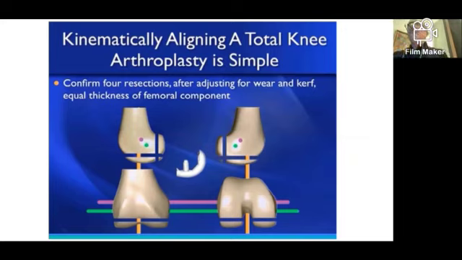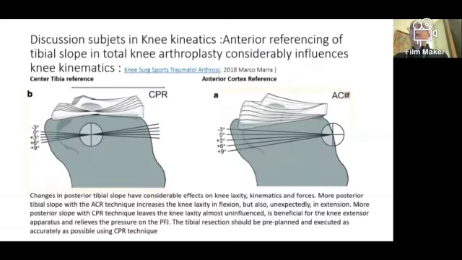Then kinematically aligned total knee arthroplasty is relatively simple. Just confirm the full resection after adjustment for wear and curve, and equal thickness for the femoral component, to bring back exactly the same pre-arthritic situation. For the tibia, not a lot of discussion about how to cut the tibia because it should be perpendicular to the axis, whatever it is, intramedullary or extramedullary cut. But the most important thing is the tibial slope. The discussion subject in the tibia is how much slope in the tibia.